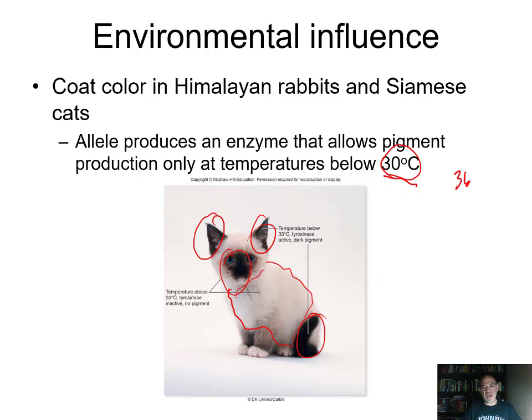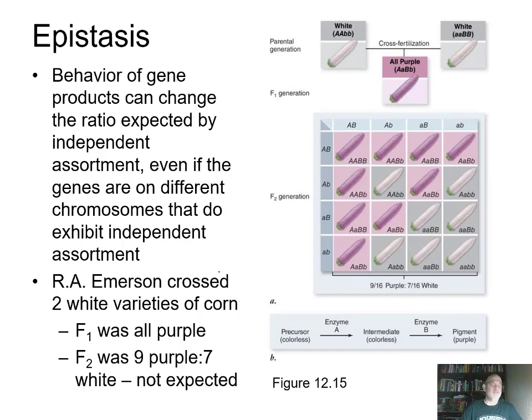So where the skin is a lot warmer, the cells that produce the hair fail to make the melanin, but where the body parts are cooler, the environmental influence of temperature causes the enzyme to work properly and produce the melanin there. Okay, so this is not true in all cats, but in a species of cat called Siamese cats and in Himalayan rabbits. And then we have a phenomenon called epistasis here.